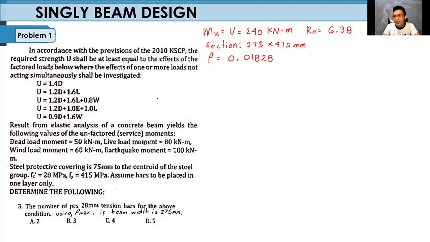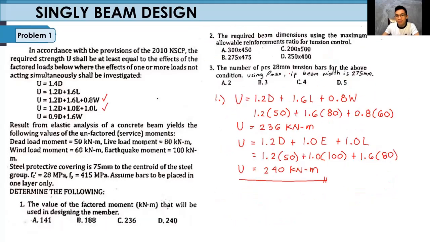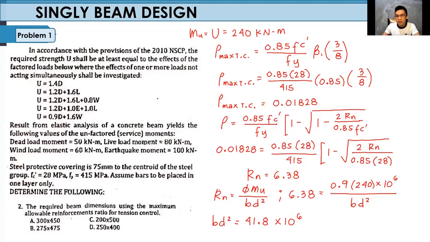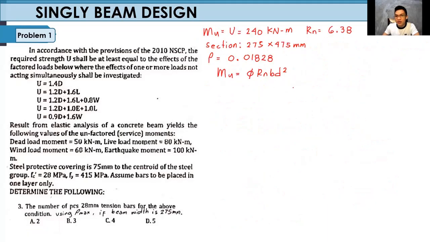So, therefore, clearly, ilagay natin yung ating mga formulas na gagamitin. Yung isang formula na gagamitin natin is yung moment equivalent to phi times Rn bd squared. So, saan yan galing na formula? Dito lang po yan galing. Nilipat lang po sa kabila. Then, yung Mu nag-stay sa other side. Ayan siya. Mu equals phi Rn bd squared. So, clearly, meron na tayo dito lahat. Ang kulang lang natin is yung d.